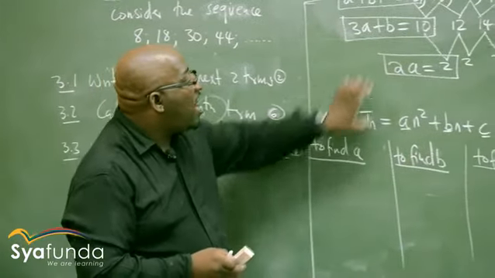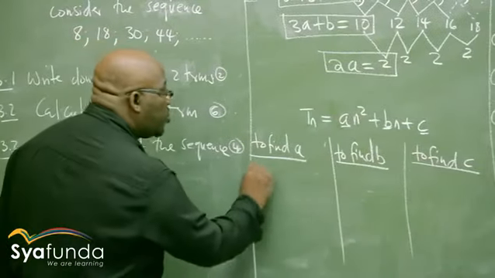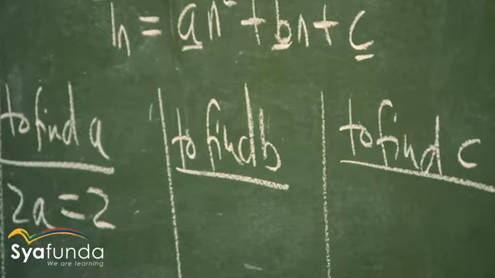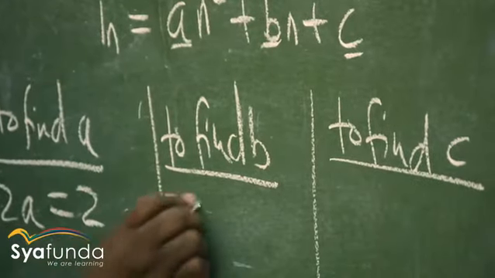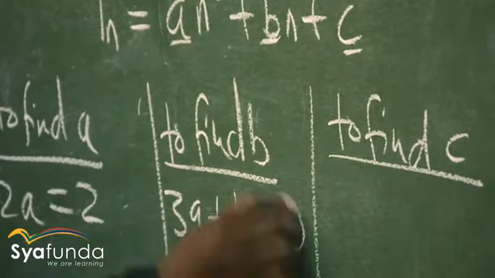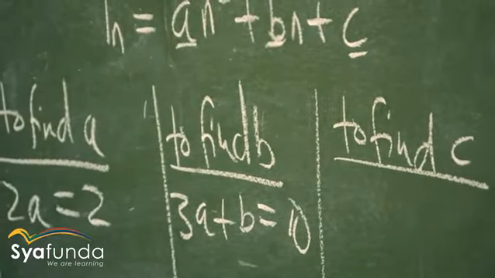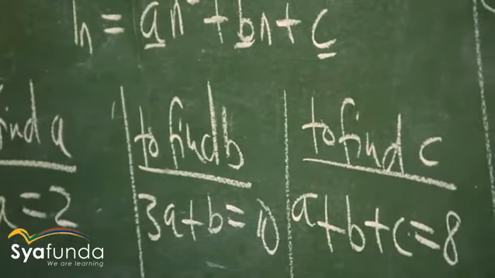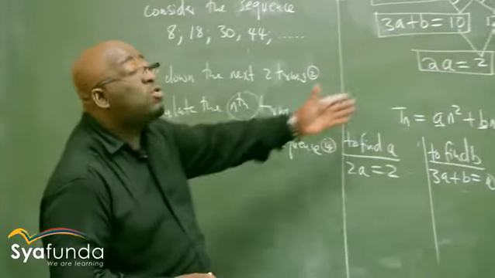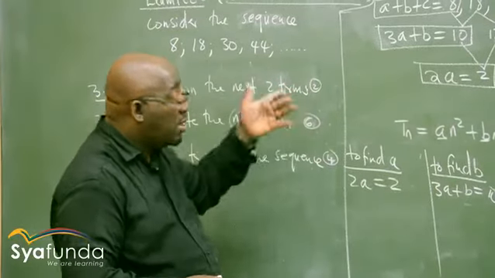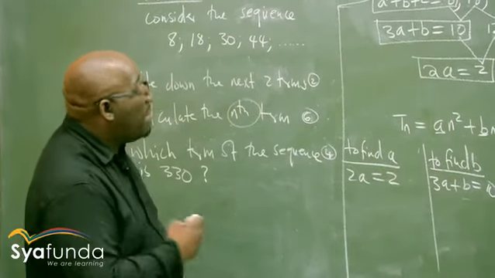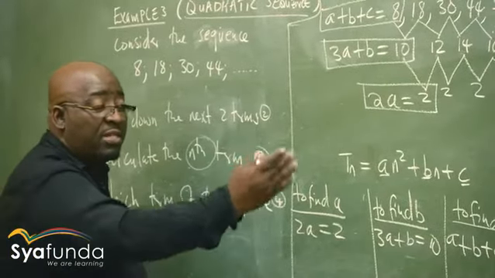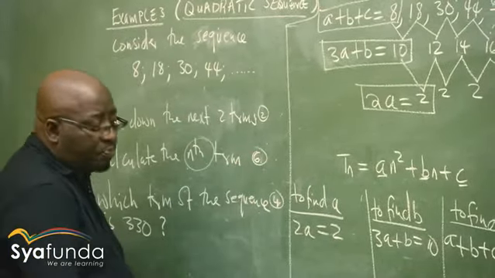To find A, I'm going to take this one, which is 2A equals 2. To find B, I'm going to use that one. It's 3A plus B is equal to 10. And to find C, I'm going to use A plus B plus C equals 8. Remember that this is not going to be given in your examination, so you must remember it. Practice beforehand. Let's find A, B, and C and plug them into our formula.